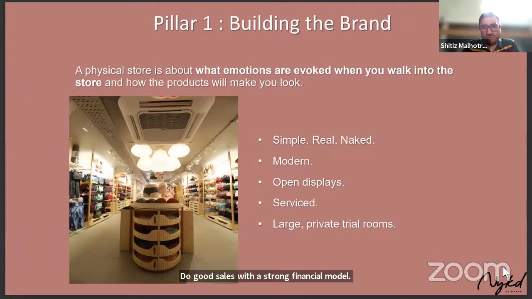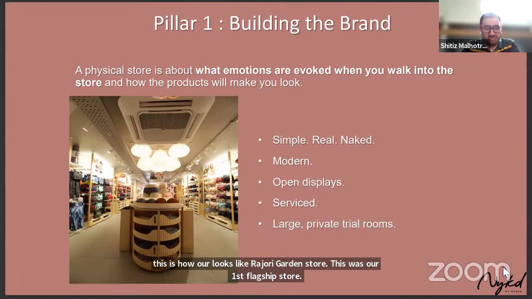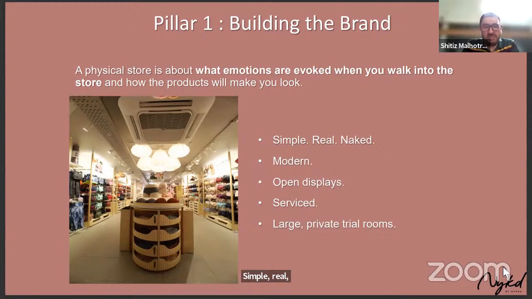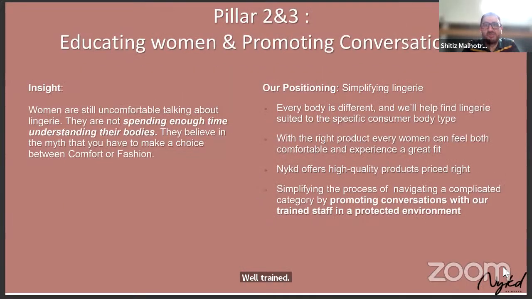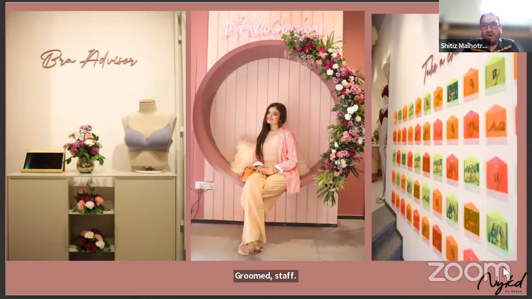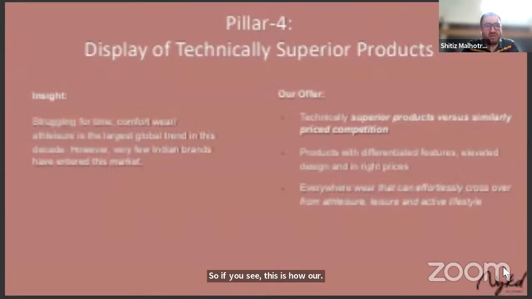So this is how our store looks like, Rajouri Garden store. This was our first flagship store. Simple, real simple, approachable, modern, open displays, well-trained, groomed staff, large and private trial rooms. So if you see, this is how our section looks like in Rajouri Garden store. These are the photographs of our Rajouri Garden store.